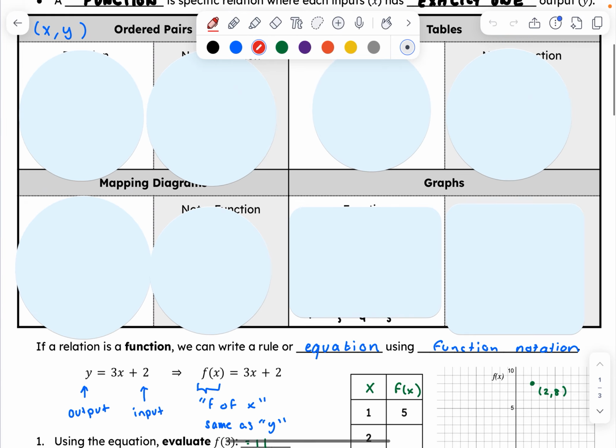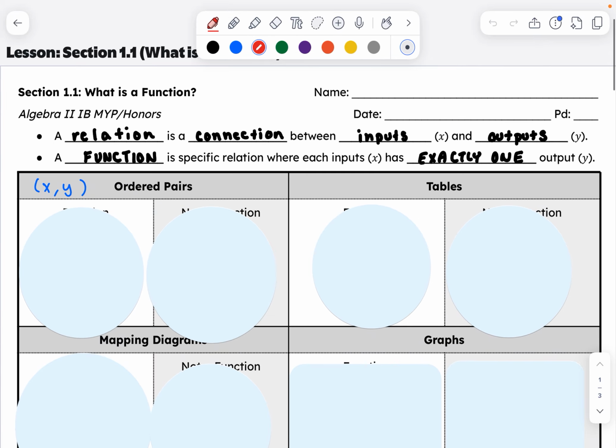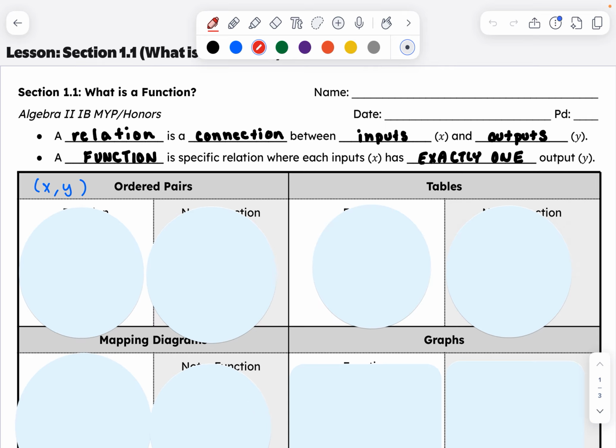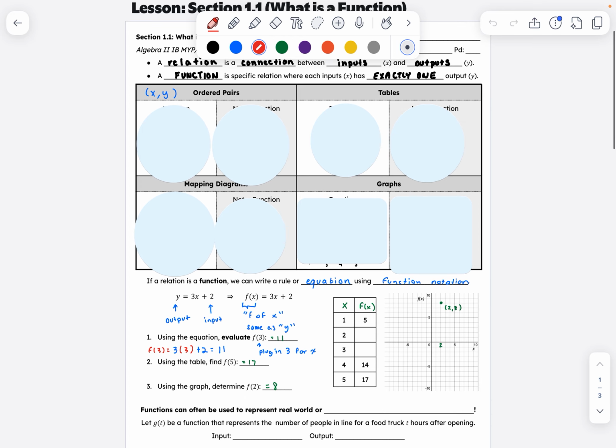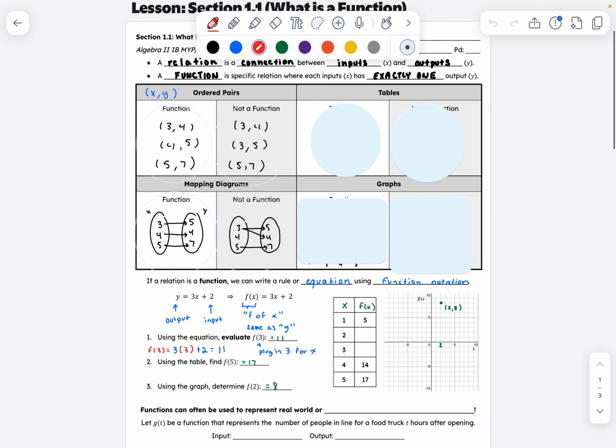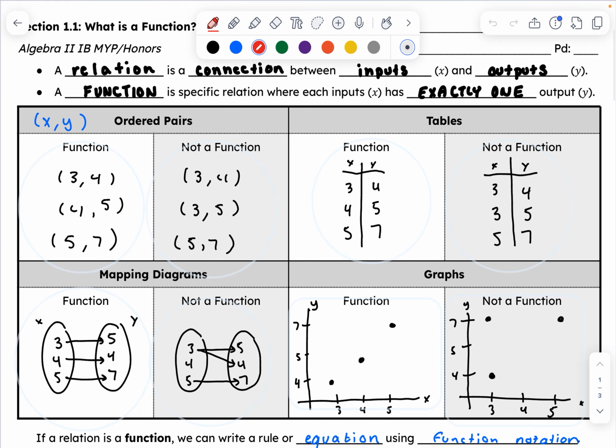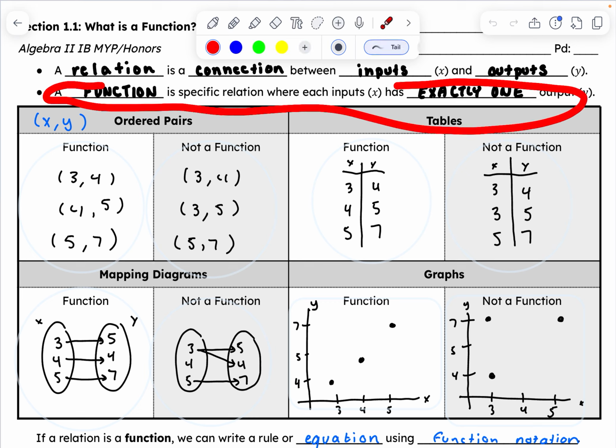All right, do me a favor before this starts. Please find your section 1.1 notes page from the last couple of days, and turn to the front page where we started our notes on the first day of class. On the first day of class, we talked about what a function is. Please remember that a function is a specific relation where each input has exactly one output.